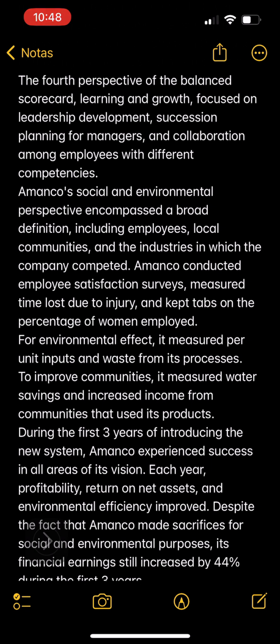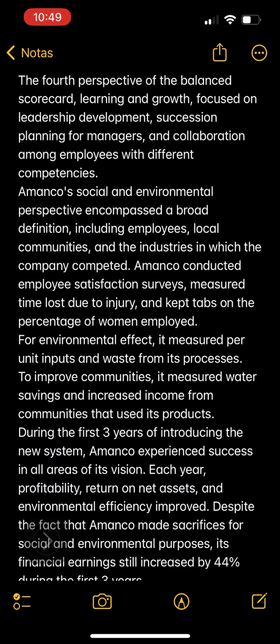Amanco conducted employee satisfaction surveys, measured time lost due to injury, and kept tabs on the percentage of women employed. For environmental effect, it measured per unit inputs and waste from its processes. To improve communities, it measured water savings and increased income from communities that used its products.